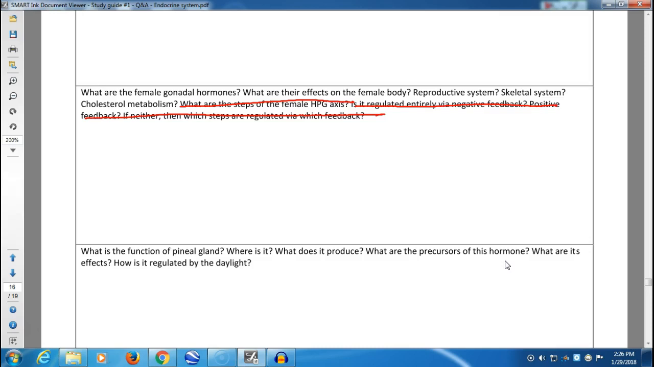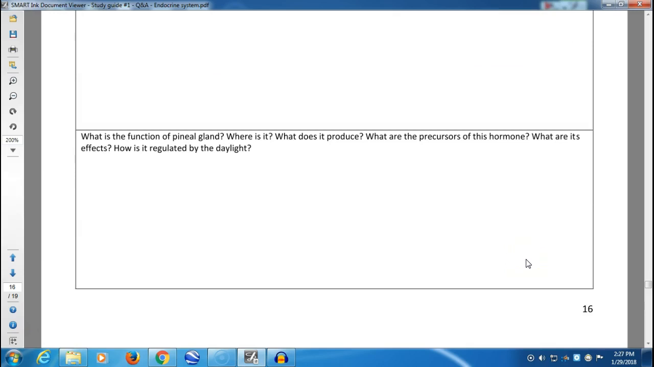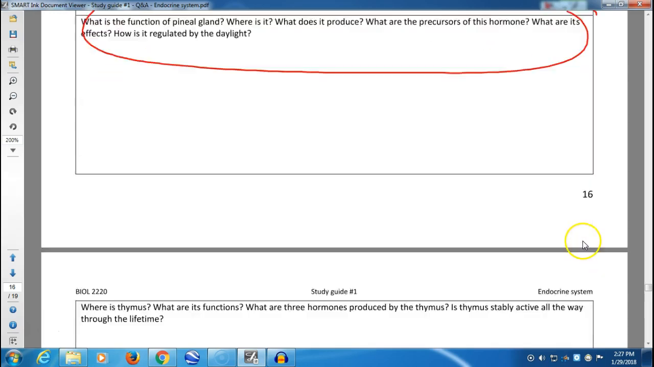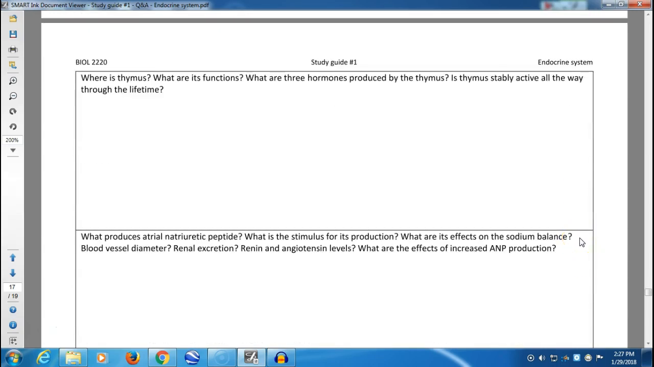Okay? Pineal gland, melatonin, precursors are tryptophan and serotonin. Function is circadian rhythms. Light inhibits production of melatonin. Thymus controls the maturation of lymphocytes. Okay? Thymus degrades with a lifetime.